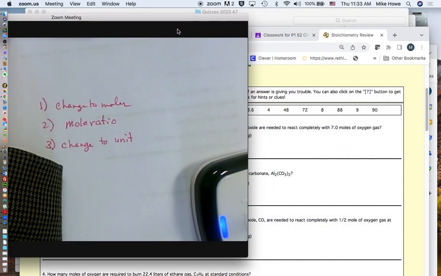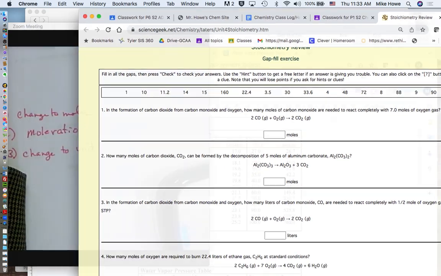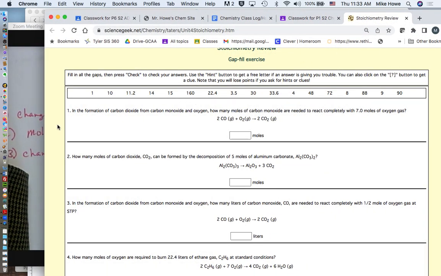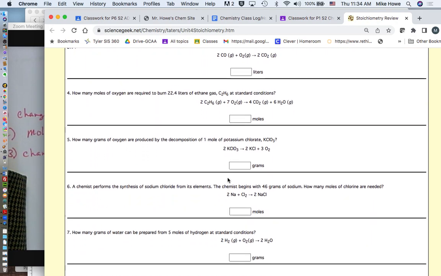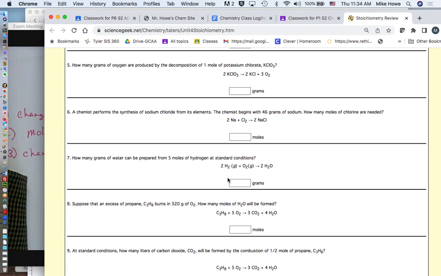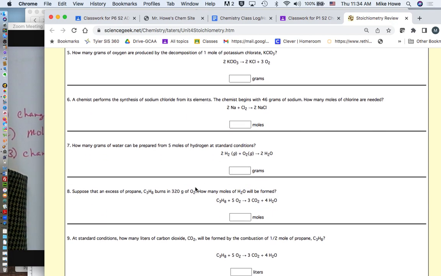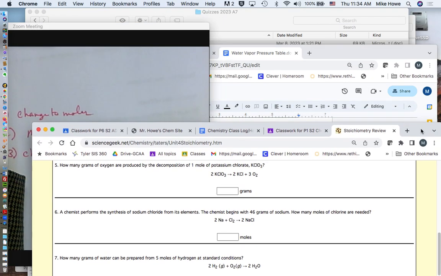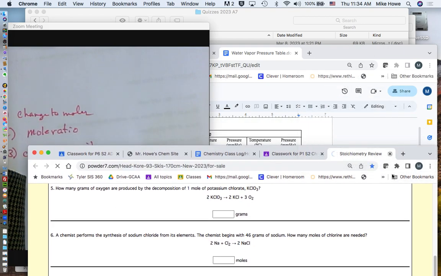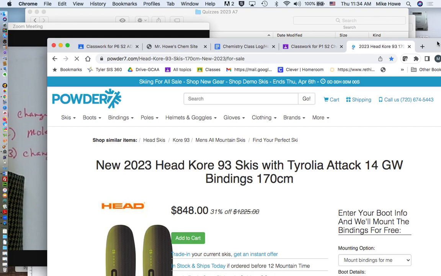Let me show you. So if you're looking at this first problem here, for example, in the formation of carbon dioxide, see how you're given moles and you're asked to find moles. So therefore that'll be a one-step problem, and you just have to use the mole ratio. If you go down to, say, number 6, and let's go to number 8, one we didn't do in class. In this case, you're given 320 grams of oxygen. So would you need to do the first step, change to moles? Yes. So you would have to do change to moles.